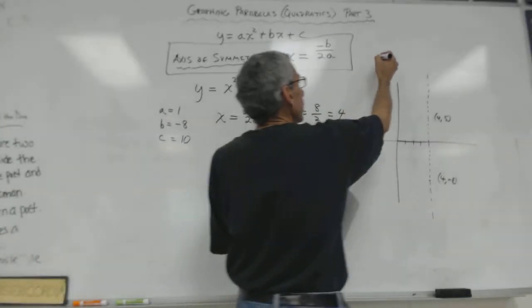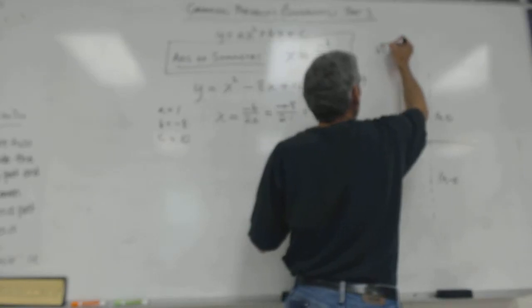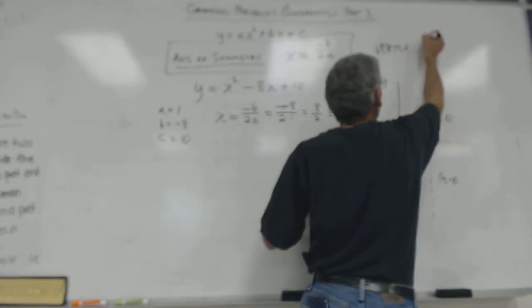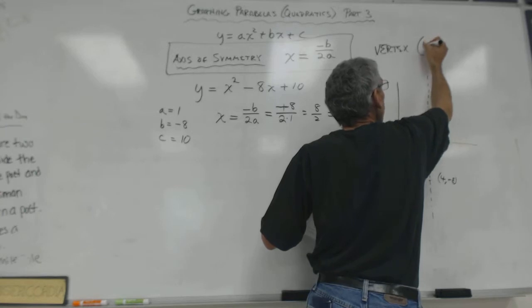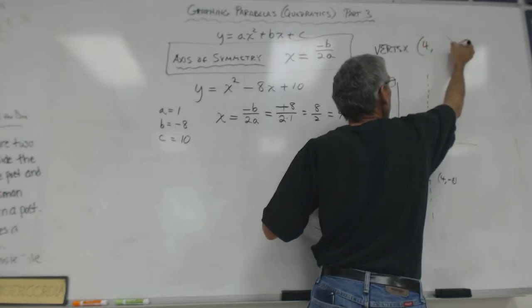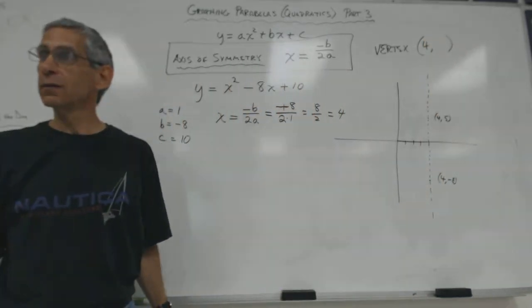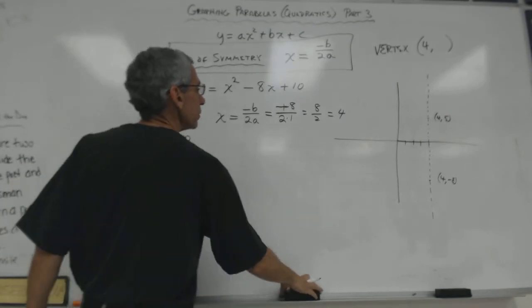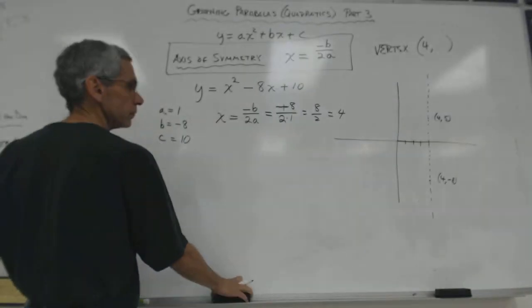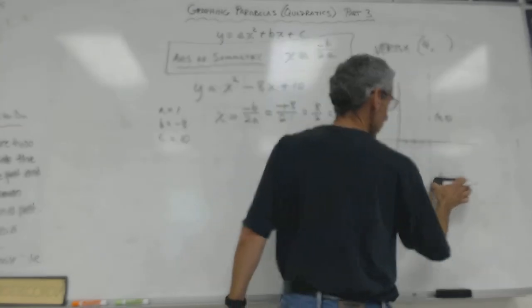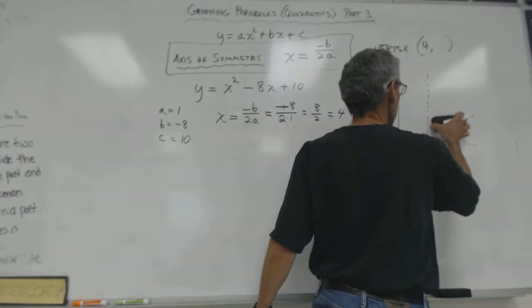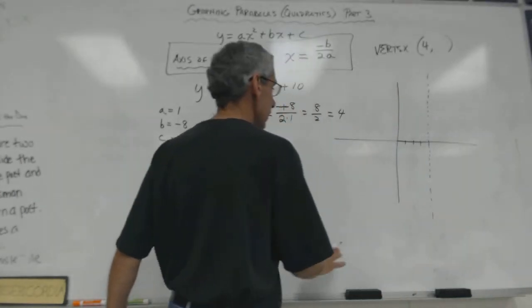If you know what a vertex is, it's a point, right? We know the vertex is going to be a point, and we know it's going to be 4 comma something. You guys agree with me? So let's get rid of this stuff because that's not really the point. I was just using that as an example.